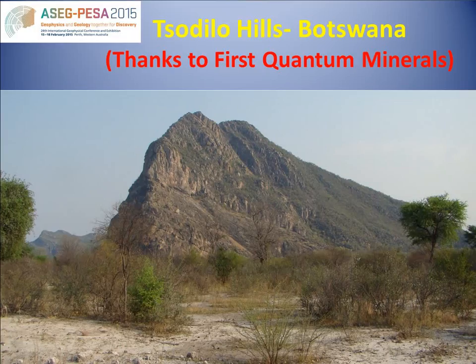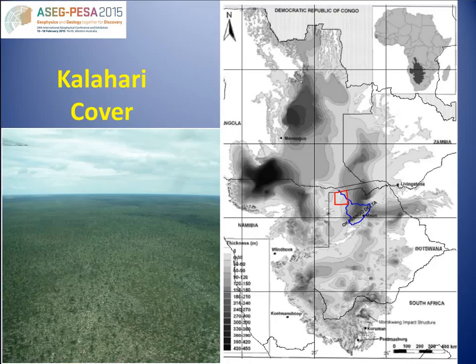Again, this is the Tsodilo Hills that I mentioned yesterday and that Steve actually showed. This is outcropping sandstone and it's been interpreted as Lower Rhone. It's the only rock outcropping in this otherwise very sandy desert. Kalahari cover, it's very, very flat. It's a desert, less than 200 millimeters of rain.